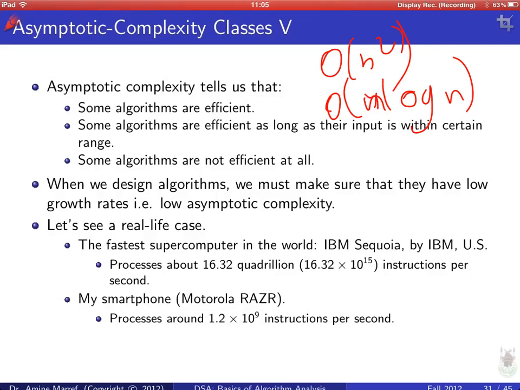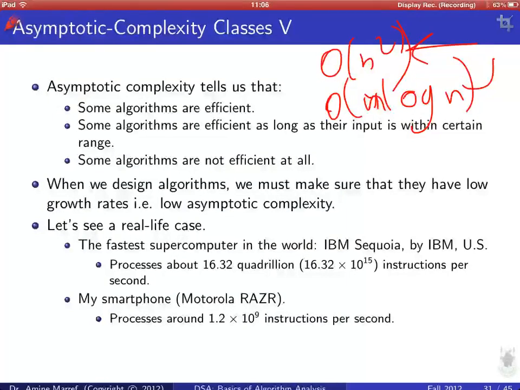And that's only because the input is still not that big. Now, if the input increased to 1 billion, now the supercomputer takes twice as much. It takes 1 minute, but the smartphone takes just less than half a minute. When the input is 1 trillion, this takes 2 years, and this one takes 9 hours.